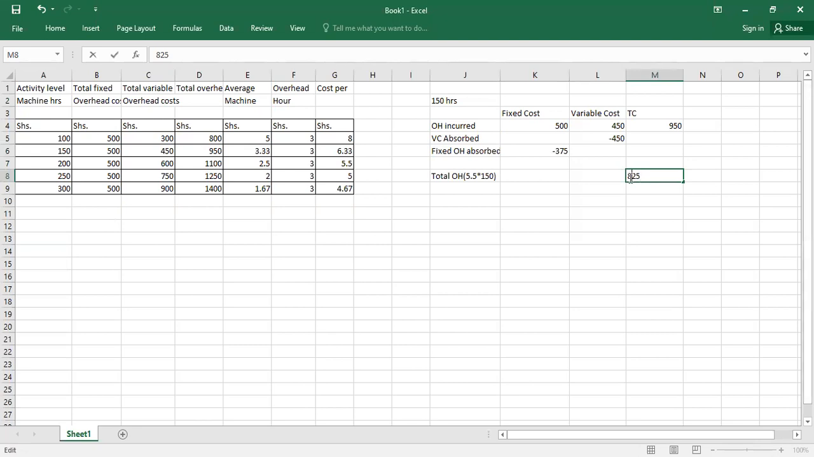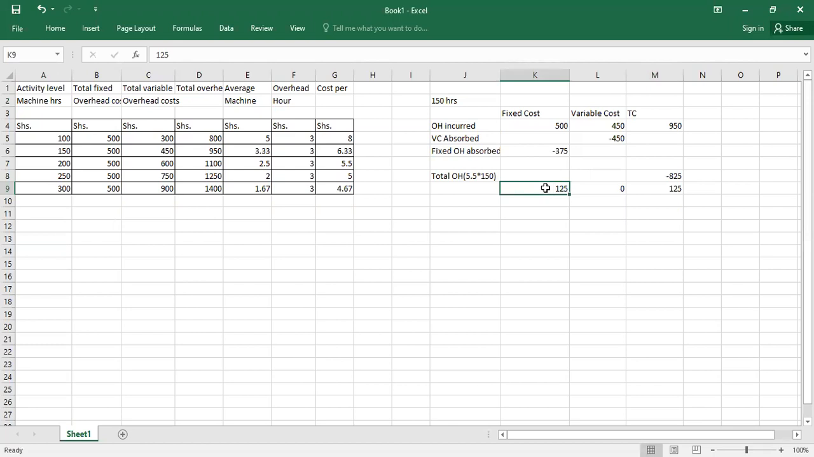Again, we deduct this from the fixed cost to get the over or the under absorption. We need to know whether it was over or under absorbed. What are we getting as the fixed cost? 125, right? Here we are getting 0, so our variable overheads are fully absorbed. And here we should get the 125. So is it an over or an under absorption?